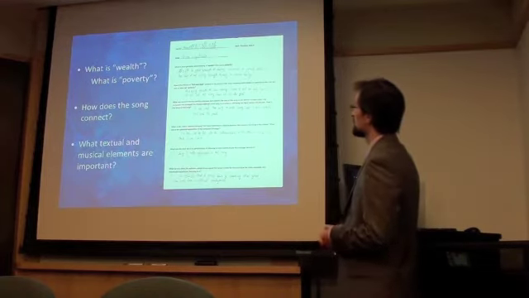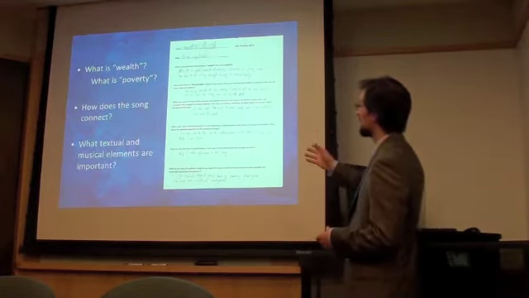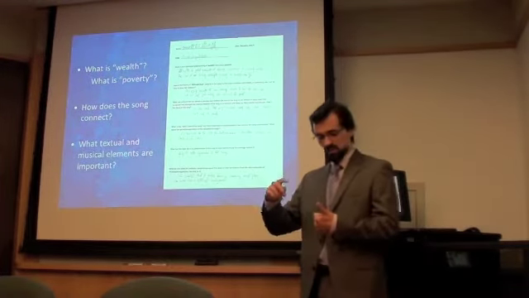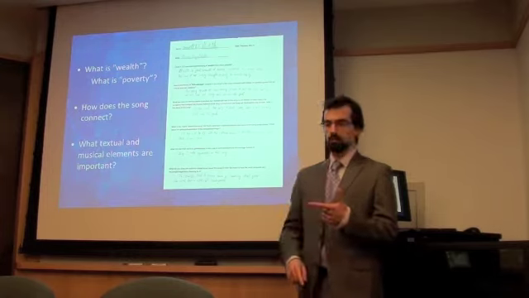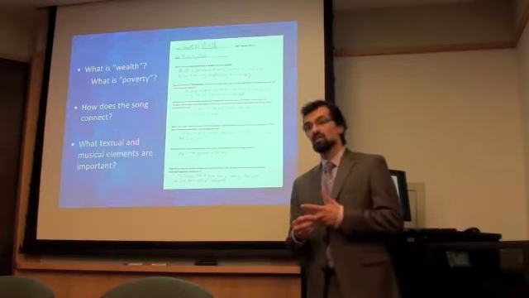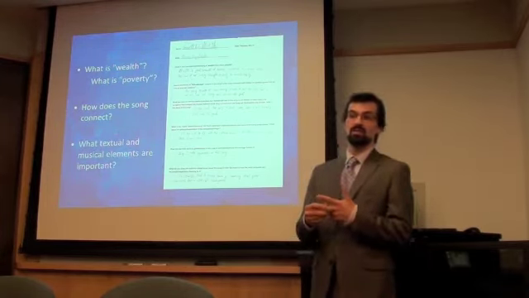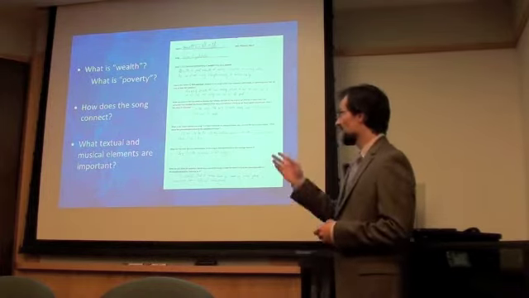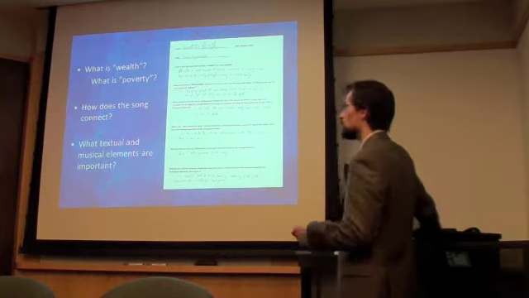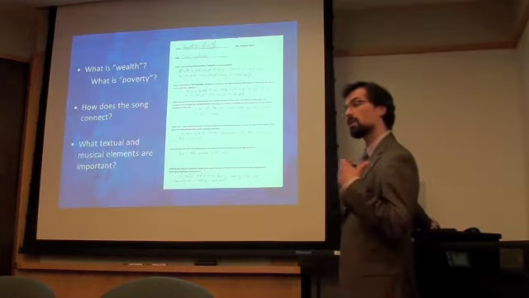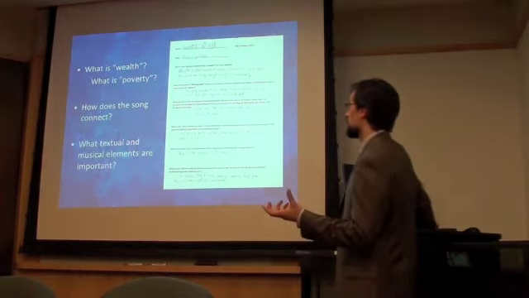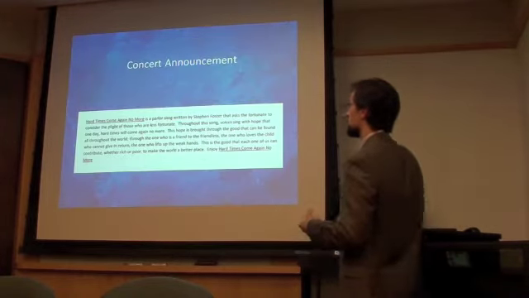Moving back to what my students did, this was a guided reflection that they did on these songs. They were asked what their definition of poverty and wealth were. How does the song connect with these ideas? And not every song was about money, so they had to think outside the fiscal box. And then what textual and musical elements were important, not only to bring out as a choir, but maybe to educate the audience about before the song would be performed.